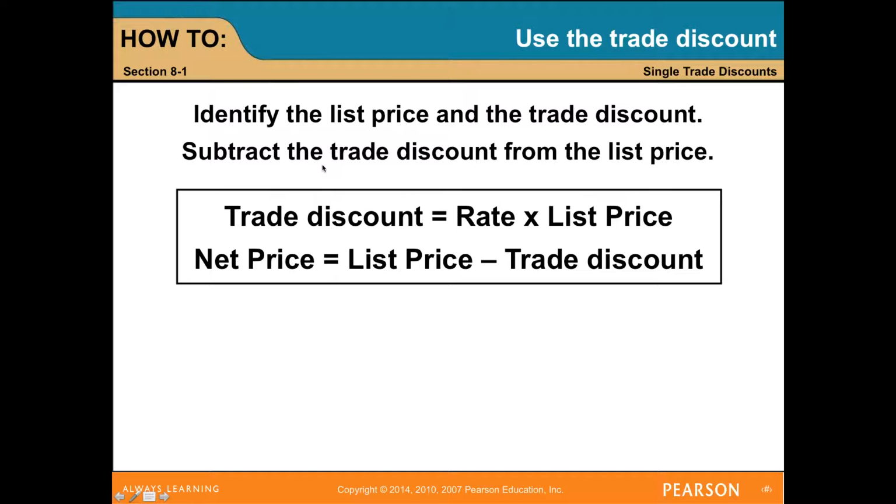Using the trade discount, identify the list price and the trade discount. Subtract the trade discount from the list price. Trade discount equals the rate. These are some pretty good formulas that you should know and take note of specifically for the quiz on this chapter. The trade discount equals the rate times the list price. The net price equals the list price minus the trade discount.